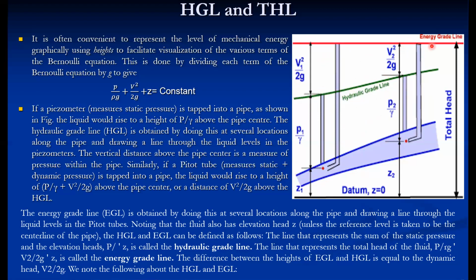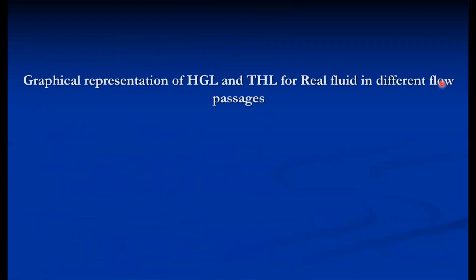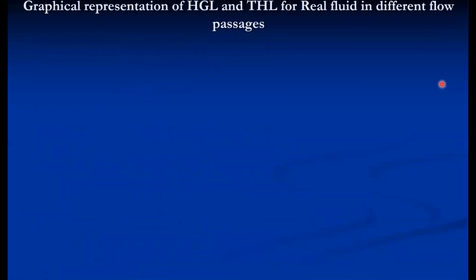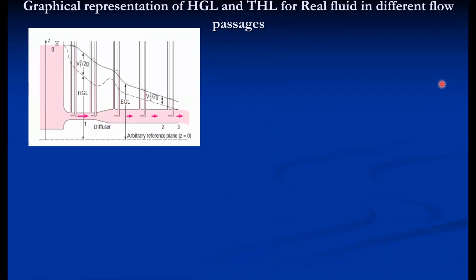This particular horizontal line is possible only in hydraulic gradient, only in ideal flow. In real flow, there is a continuous decrease of energy along the direction of flow. So that we will discuss. There are some graphical representations of HGL and TEL for a real fluid in different flow passages.